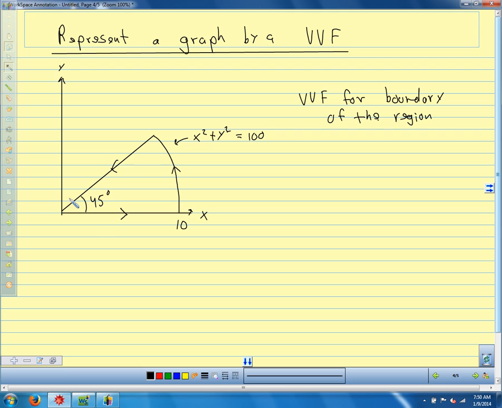All right, so what I'm going to do here is call this curve 1, curve 2, and curve 3. So we're going to write 3 different vector valued functions for these things. One vector valued function for curve 1, one for curve 2, and one for curve 3. So for curve 1, this one should be easy. What would be our vector valued function for this curve? I'm going to say r of t.